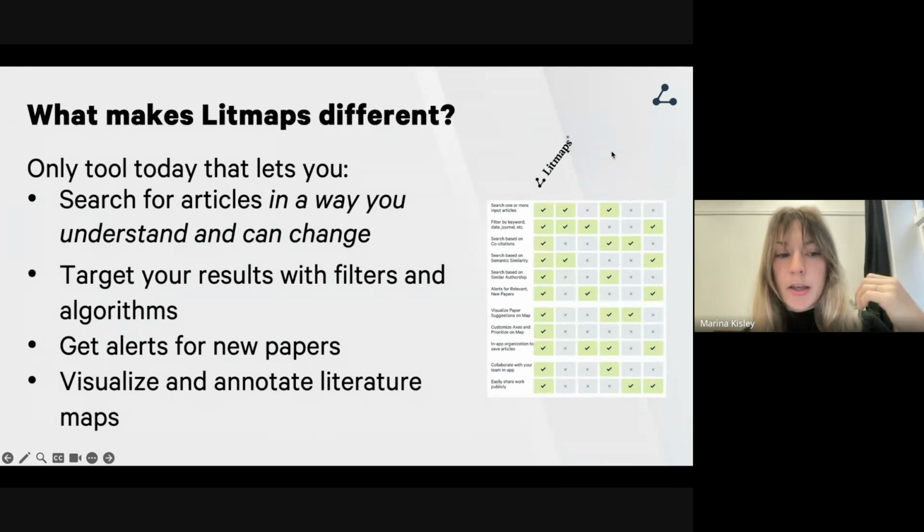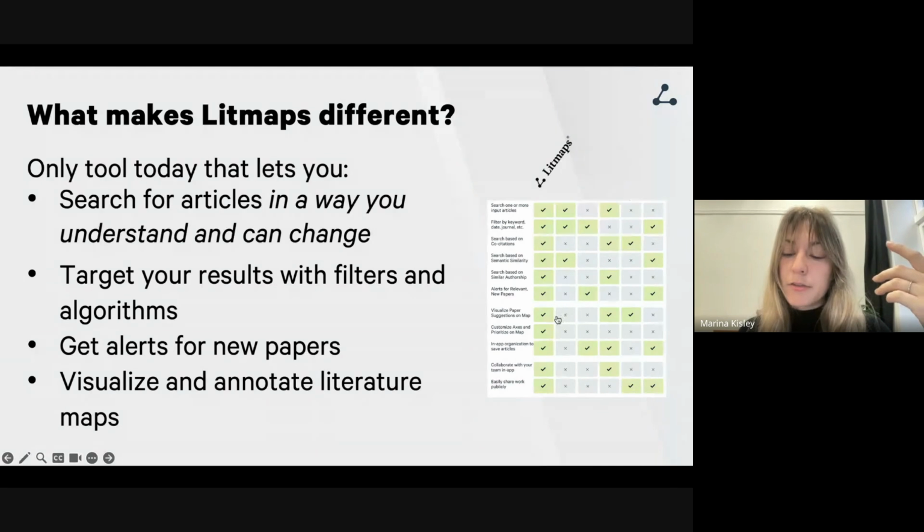So that starts with, how do you search for articles? In Litmaps, you can really understand the algorithm super clearly. It's a very transparent algorithm, and you can change it. You can change what algorithm you're using, how you're using filters. It's a highly transparent system, as well as staying up to date. So we have an alert system that you can get automatic alerts for papers that are relevant to your topic, and you can visualize and annotate literature maps.